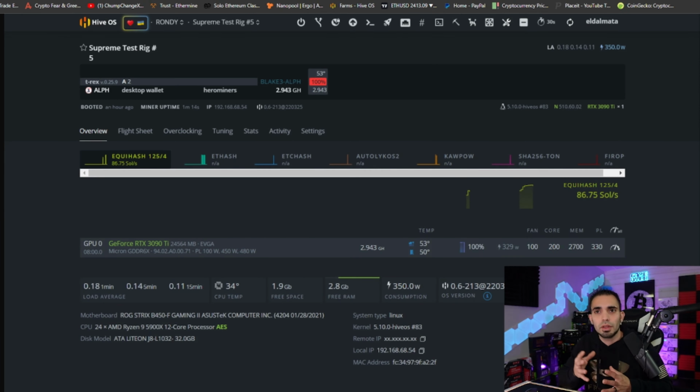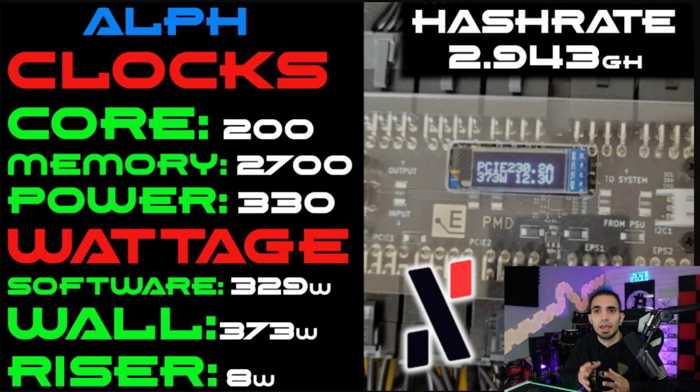So now we're here at Aletheium. This is the dual mineable coin that most people are doing, Ethereum and Aletheium at the same time. We just cut out Ethereum and did directly Aletheium just to see how much this was capable of. We're able to get 2.943 gigahash. Looking at the clocks, we have 200 on the core, 2700 on the memory, 330 for the power limit. We have the power in the software at 329. The wall is reading 373, as you can see right next to it, and the riser is doing 8 watts. Again, 2.943 gigahash. Now let's go check out Toncoin.